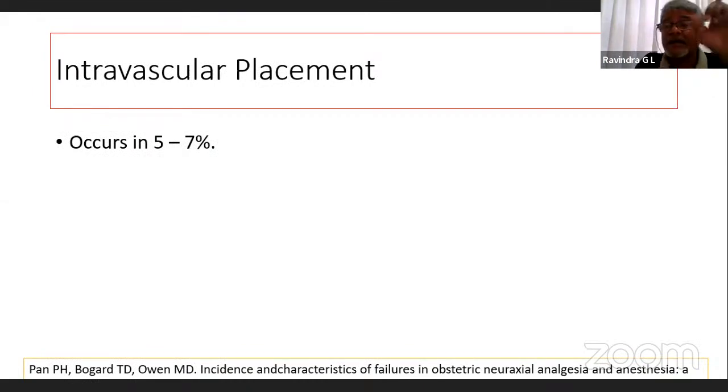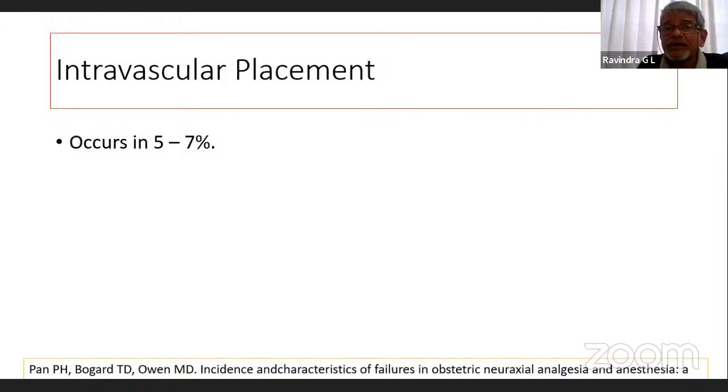And the next thing is, apart from the subcutaneous placement, one of the most important reasons for total failure is an intravascular placement of the epidural catheter, which occurs in about 5 to 7% of epidural catheterization. Most of the times it is detected because the blood flows back. But undetected intravascular placement, aspiration test being negative, is always a great possibility.